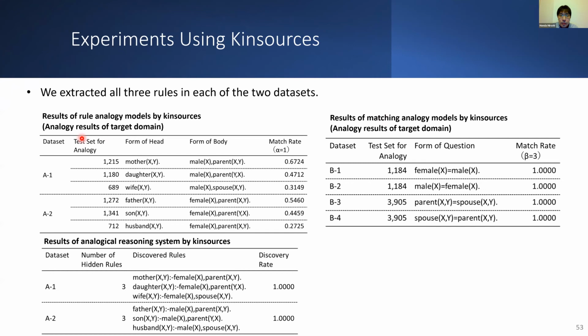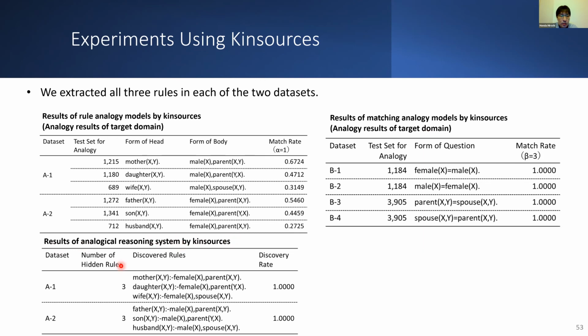This table shows results of the rule analogy model by Kinsources. These are the results of the rule analogy model built into the analogy system. This table shows results of the matching analogy model by Kinsources. These are the results of the matching analogy models built into the analogy system. This is results of the analogy reasoning system by Kinsources.